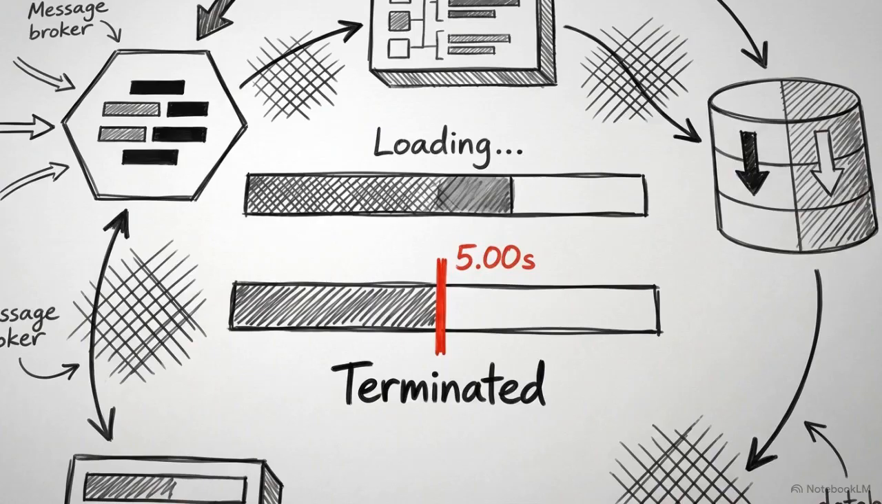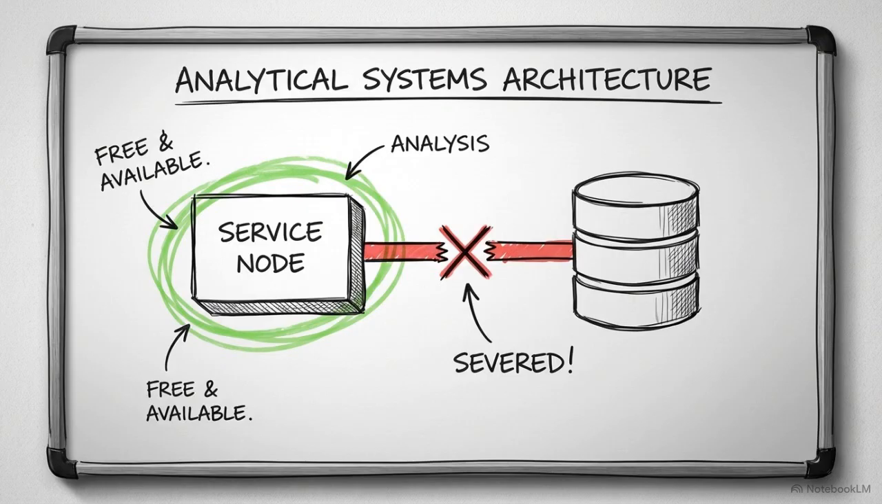Furthermore, we must distinguish between timeouts, where a system passively waits for a failure, and deadlines, where the system actively terminates a request. Enforcing strict deadlines kills doomed requests early. This frees up execution threads, instead of leaving database connections hanging.